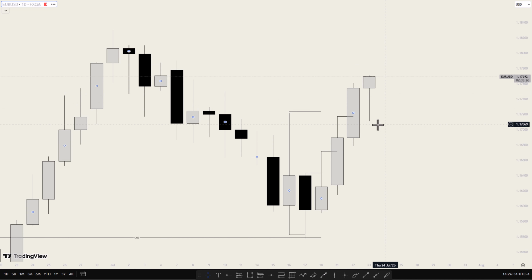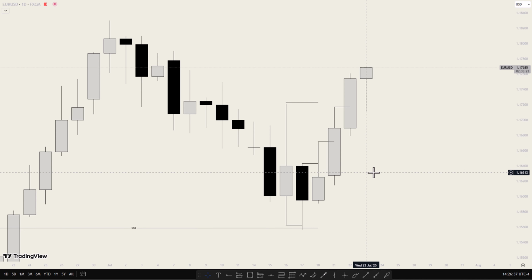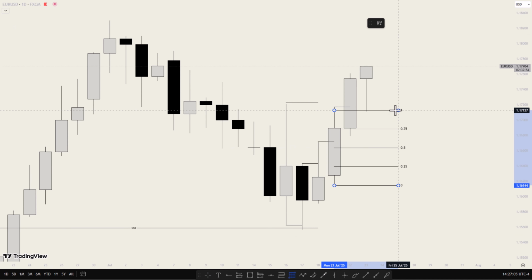Now let me show you something. We need to also understand areas of validation and invalidation. If price is going to continue the current direction of the market, you don't want to see price closing below the 50% of the candle, and we see that price is respecting the 50% area.